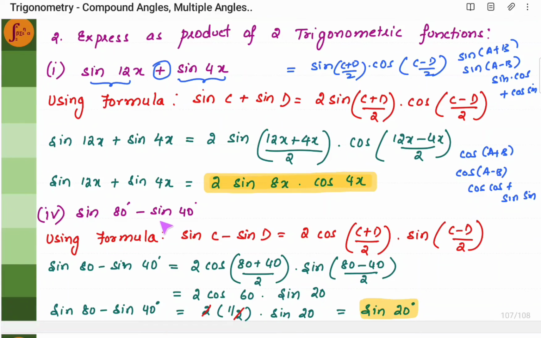Similarly, here you have sine, but you have a negative sign in the middle. Here we had a positive sign. Since it is negative, just swap. Cos will come first, sine will come second. Here we'll use the sine c minus sine d formula, which is 2 cos of c plus d by 2 into sine of c minus d by 2. Instead of c we'll put 80, instead of d we'll put 40 and divide by 2. Then we'll get cos 60. Cos 60 is half. So you get sine 20 as the answer.